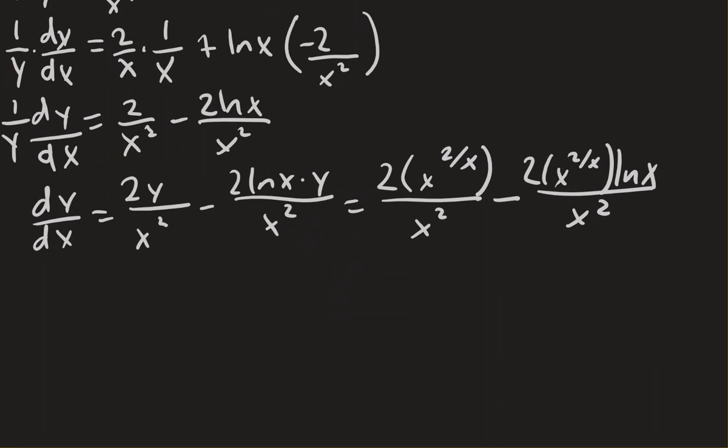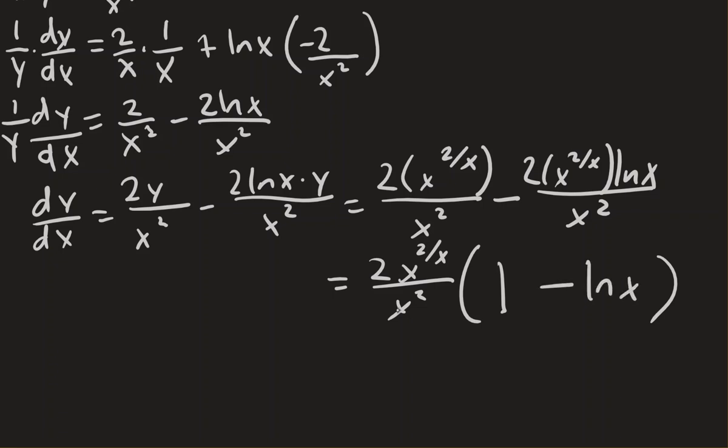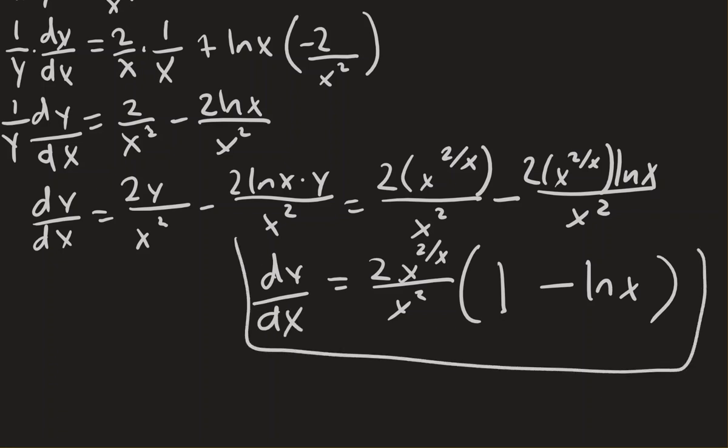Alright, and I've got some common stuff here. So both of these have a 2, so I can factor that out. Both of these have an x to the 2 over x. Both of these are over x squared. And so if I factor that out as a GCF, if I undistribute that from these two terms, this would need to be a 1, because this stuff times 1 gives me this. And this would need to be a minus natural log of x, so that this distributed to this would give me that. So in the end, dy dx in terms of just x simplifies down to that.